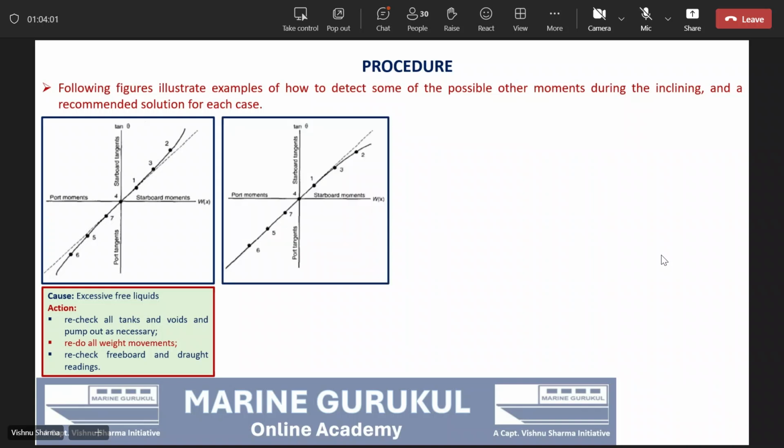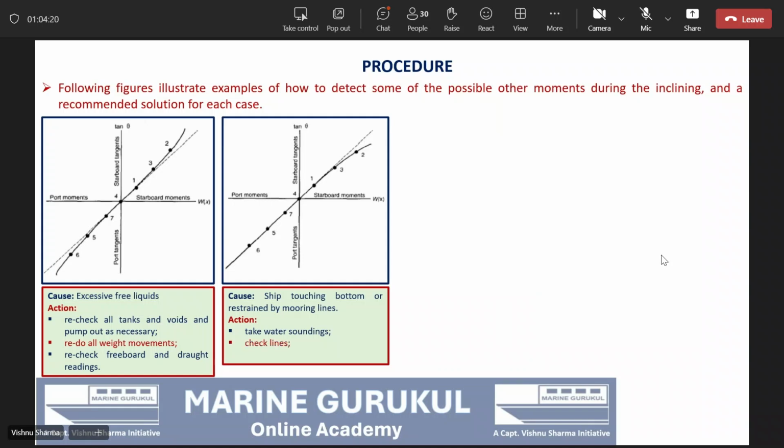If the graph is somewhat like this, on one side it is a straight line, on the other side it has gone curved. That means the ship may be touching the bottom, or restrained by mooring lines on one side. Action: take water soundings of the sea, check if the mooring lines are holding the ship, and redo weight movements. Which ones? Which are not on the straight line. 2 and 3.